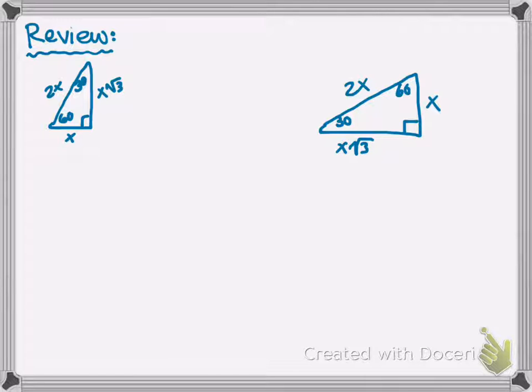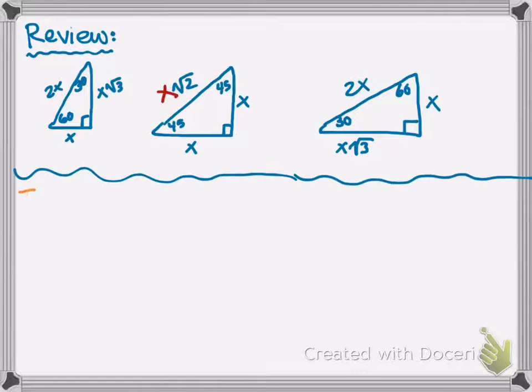The second special triangle is the 45, 45, 90 triangle, where the two sides have the same length, and then the hypotenuse is x times the square root of 2. So those are the special triangles that you needed in order to complete assignment 8.1, and those are going to relate to the unit circle, which we're going to talk about today.